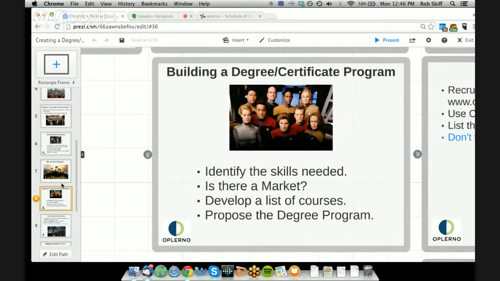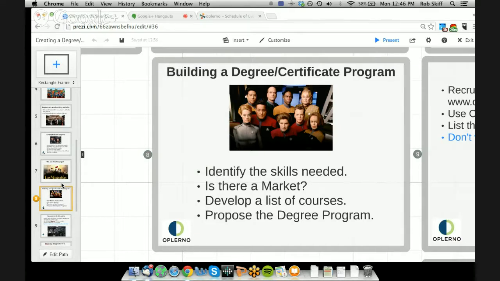If you're a faculty member at Oplerno, or even if you're a student at Oplerno, and you have an idea for a certificate or degree program, if you're a student, you need to suggest it to us, okay? If you're a faculty member, you have an understanding of your discipline, what's going on. What we'd like you to do is start off with creating one class, and you can build to a certificate program, but you need to make sure that you first identify the skills that are needed to be successful in that area.